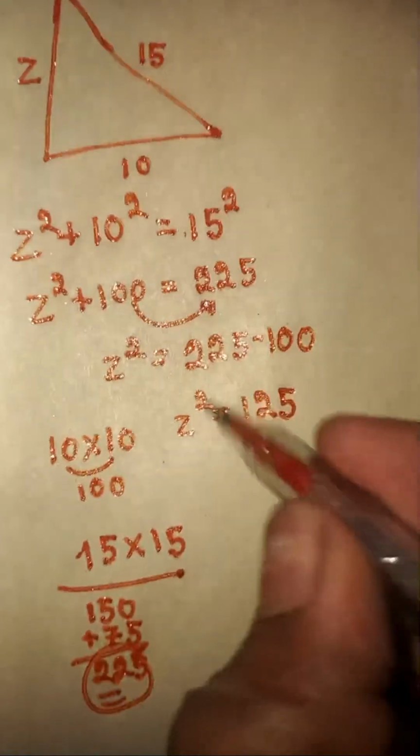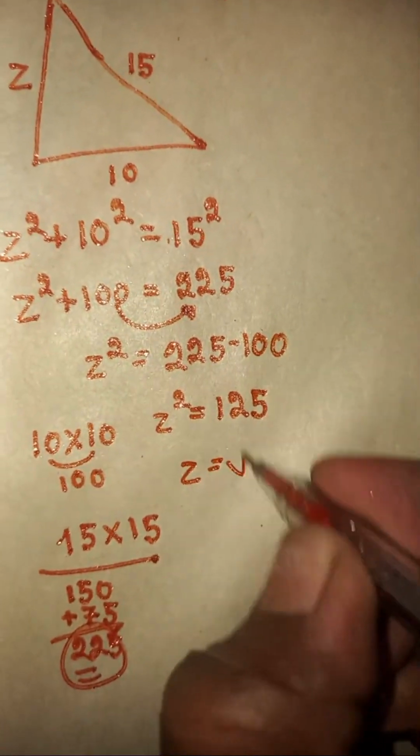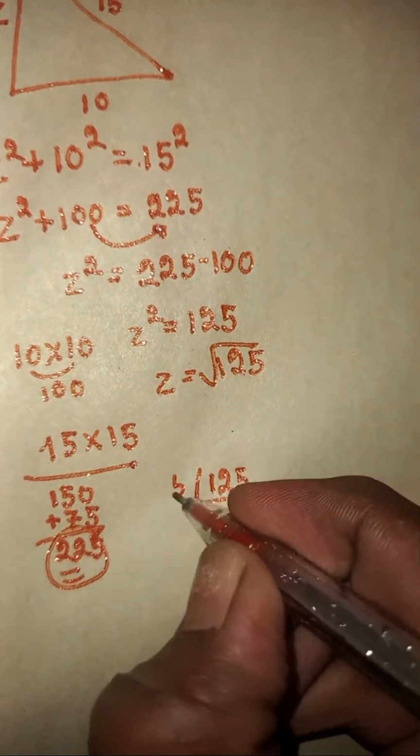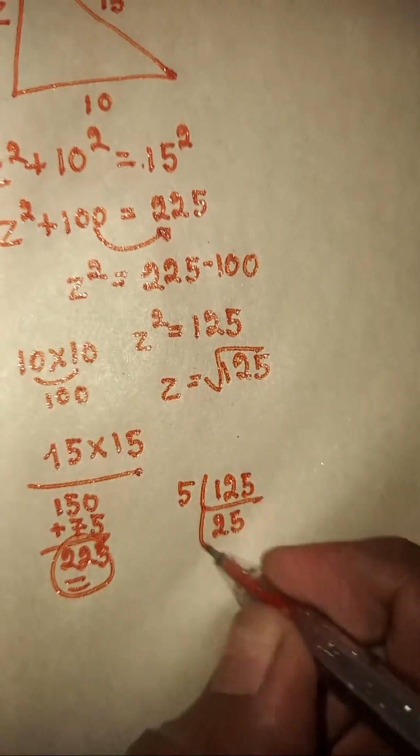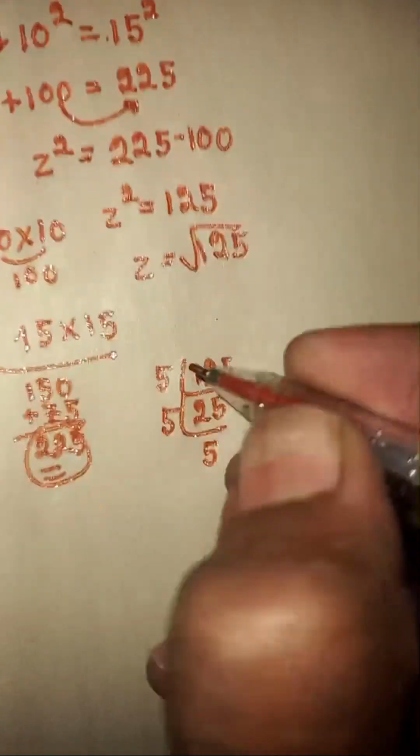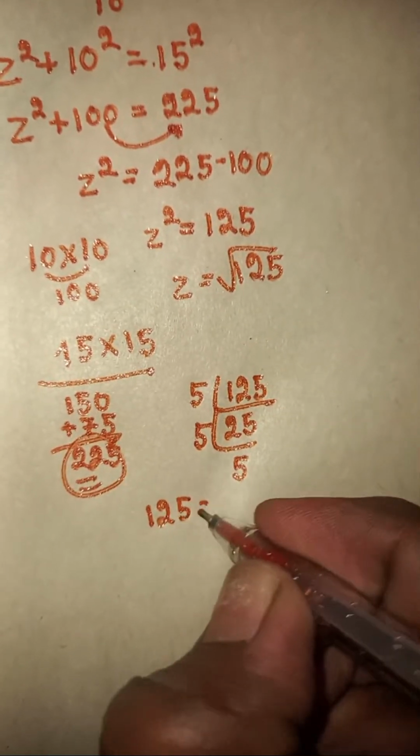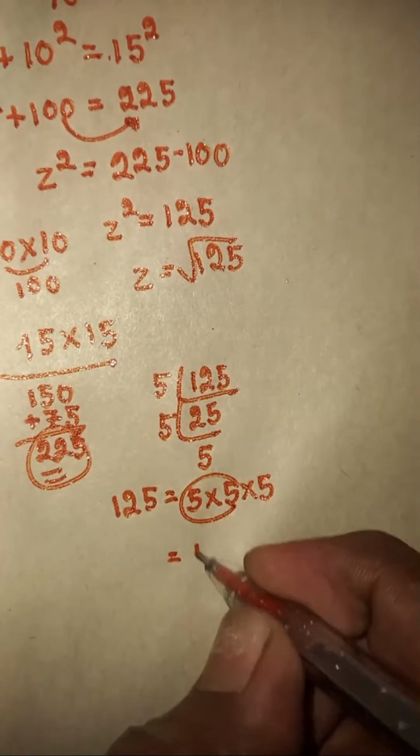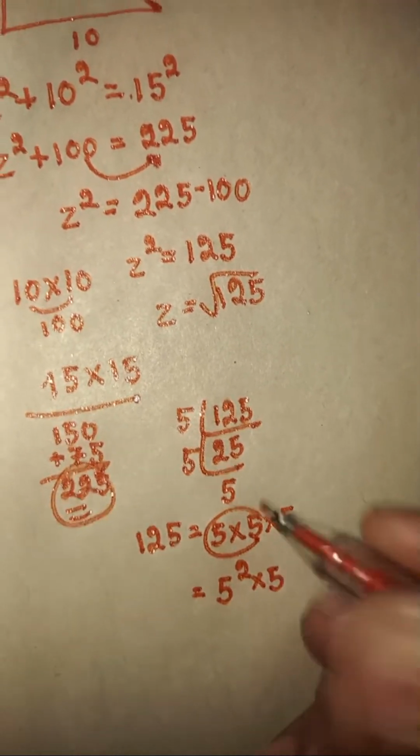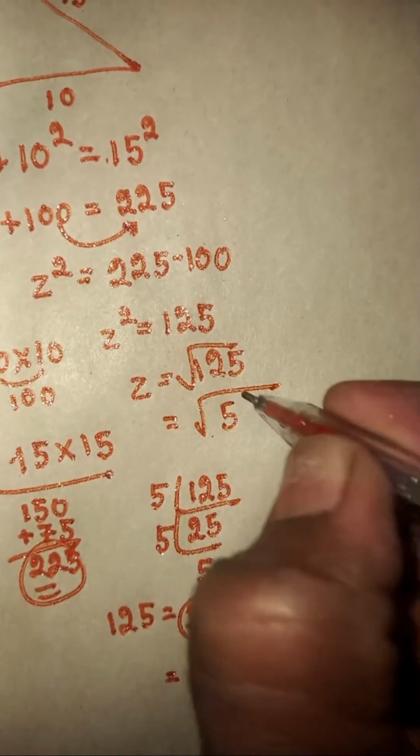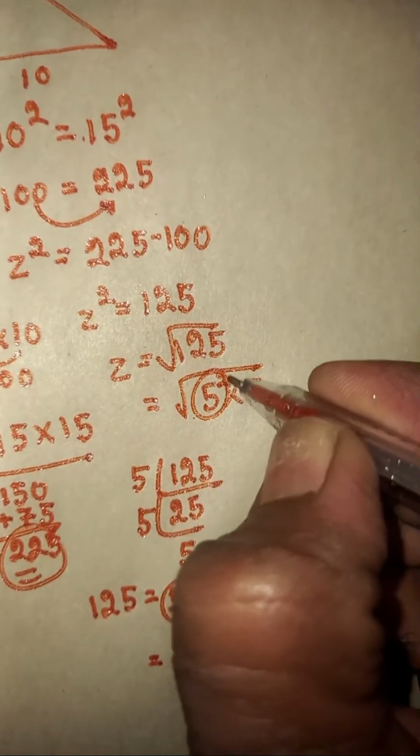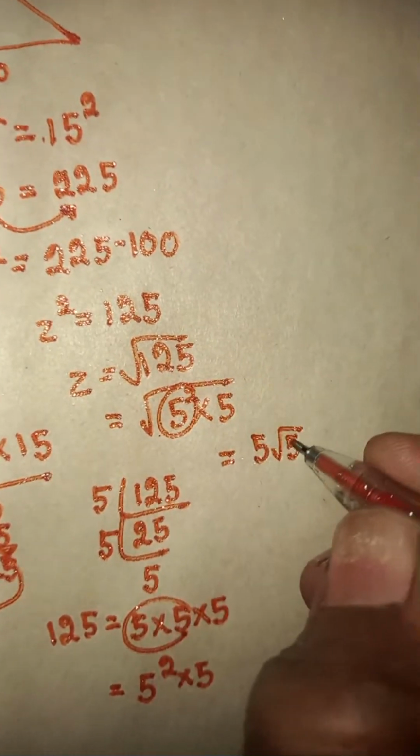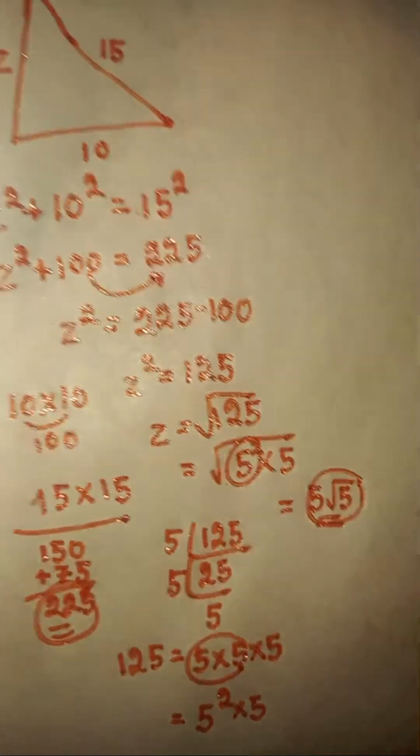Now this square moves that side, it becomes root. z equal to root of 125. 125 you can split here. That is 5 times 25 is 125. Again 5 times 5 is 25. This 125 you can write as 5 times 5 times 5. 5 times 5 you can combine and write 5 square times 5. So inside of 125, 5 square times 5. This 5 square comes out of the root, it becomes 5. This 5 remains within the root, so you can write it completely as 5 root 5.